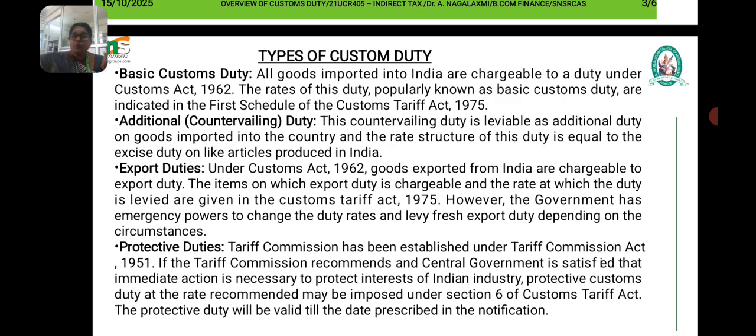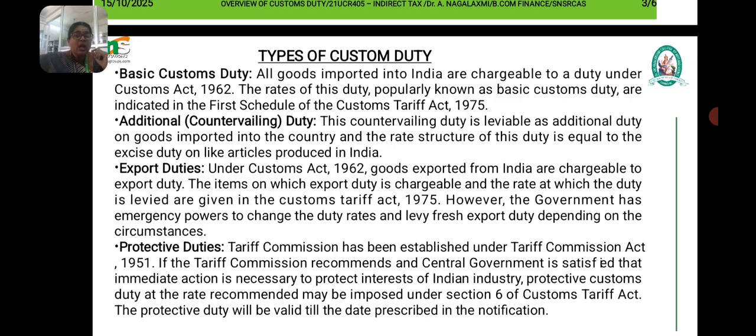Okay, next we are moving to the second type, that is additional duty, that is additional countervailing duty. The word additional itself gives an idea that it is levied in addition to the basic customs duty. This countervailing duty is leviable as additional duty on goods imported into the country, and the rate structure of this duty is equal to the excise duty on like articles produced in India.